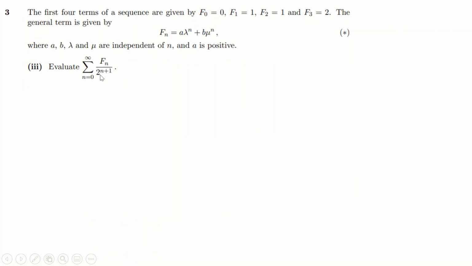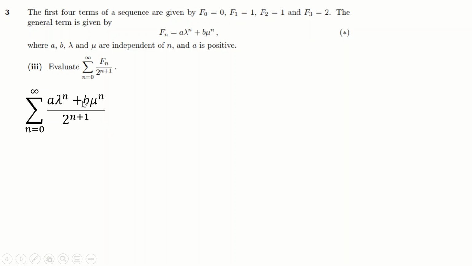Evaluate this crazy sum. So the first thing I can do is just put f of n in here. Now what I could do again is put in what I know a, lambda, b, and mu are, but I'm not going to. I'm going to again try and simplify this as much as possible using algebra. Then at the last possible moment I'll put the things in, and that I think will save me a lot of work. Okay, so what am I going to do?